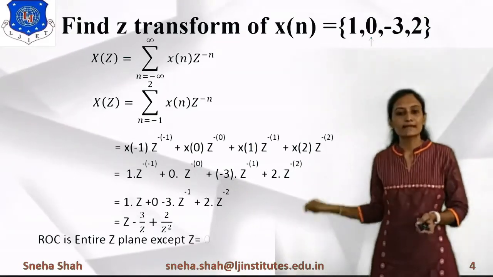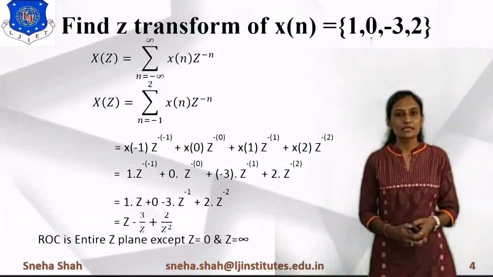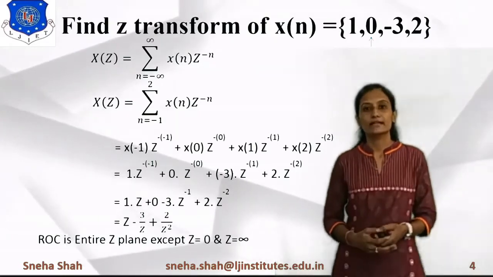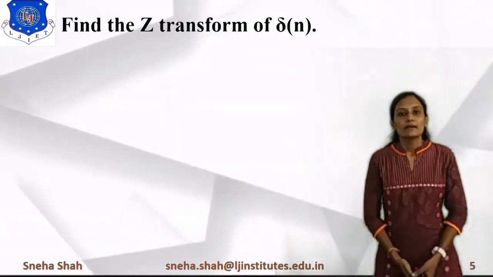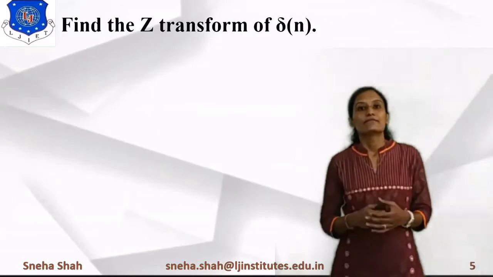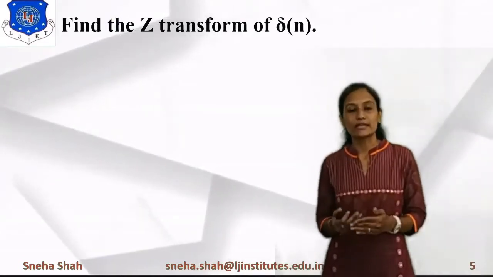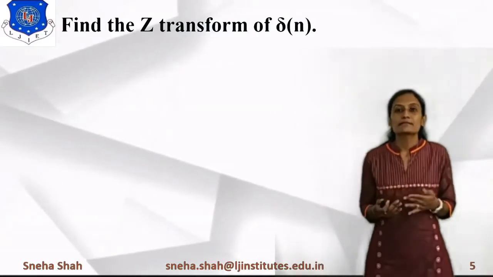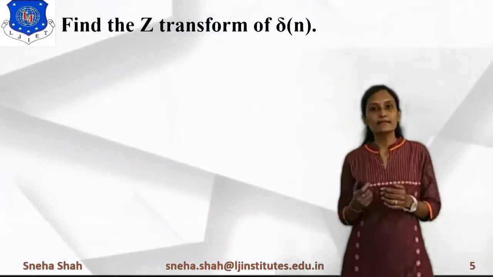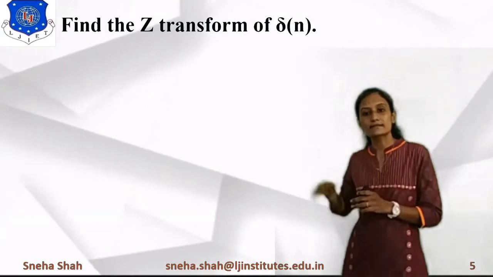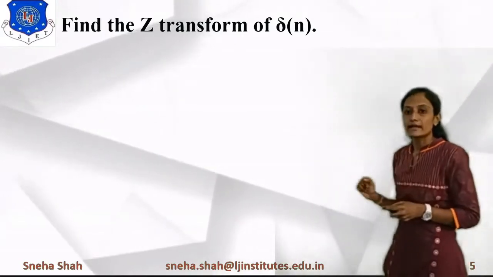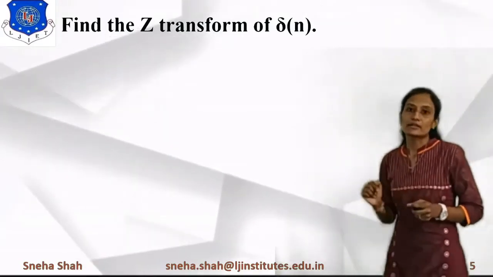ROC is the entire z plane except z equals 0 and z equals infinity. Now the next example is to find the z transform of the unit impulse signal, which is del of n. If we are defining the z transform for some standard signals, then the first standard signal is del of n. Now, what is the z transform of del of n?